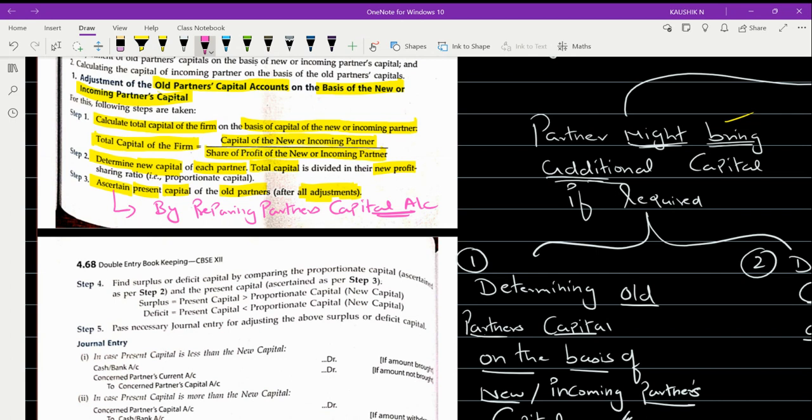Now, in sum questions, very important: the question itself will be given very clearly that the adjusted capital of the partners were... In that case, there is no necessity to prepare the capital account. If the question is specifying very clearly that the adjusted value of the capital of the partners is given, then there is no need to prepare the capital account, and you cannot prepare it.